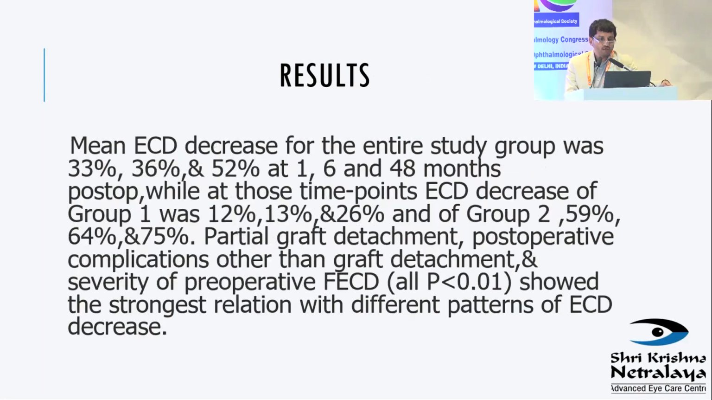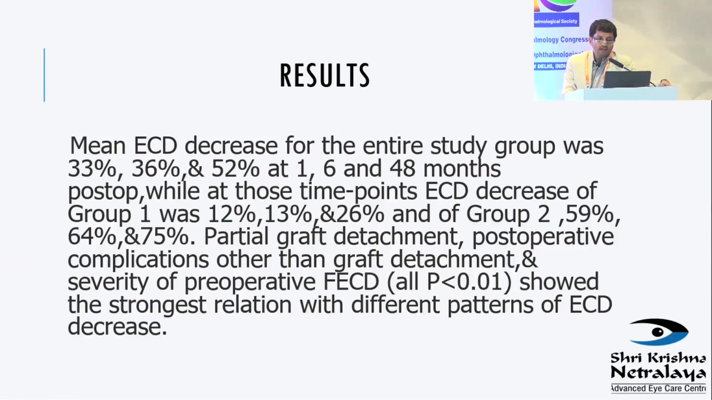Coming to the results, the mean endothelial cell density decrease for the entire group was around 33%, 36% and 52% at 1, 6 and 48 months post-op. At those time points, the endothelial cell density decrease in group 1, which was the lower quartile of endothelial cell density loss, was only around 12%, 13% and 26% in the same time frame, and in the second group, which had a higher loss of endothelial cells, it stood around 59%, 64% and 75% at the same period, that is at 1 month, 6 months and 48 months post-op.